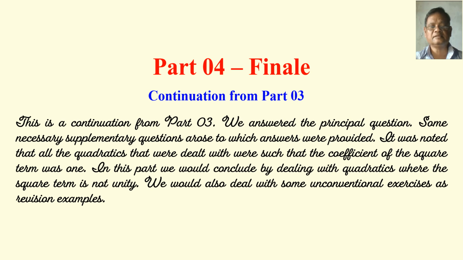This is a continuation from part 3. We answered the principal question. Some necessary supplementary questions arose to which answers were provided. It was noted that all the quadratics that were dealt with were such that the coefficient of the square term was 1. In this part, we would conclude by dealing with quadratics where the square term is not unity. We would also deal with some unconventional exercises as revision examples.